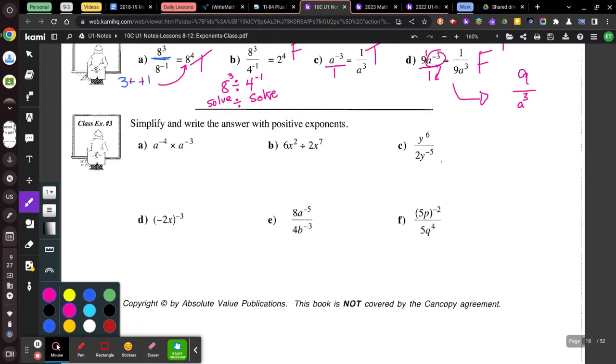Okay, class example 3 on this page. Here we go. It says, write them in positive exponents. Well, again, we have to do what the rule says. Here, if I'm multiplying, we're going to add exponents. So I'm adding them.